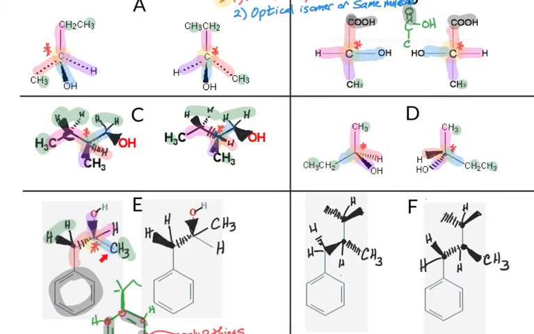So we only have 1 asymmetric carbon. Even though there's a lot of stuff there, there's just 1 asymmetric carbon. And again, the other one matches. We can see that this is the only asymmetric carbon. And now let's look at letter F.